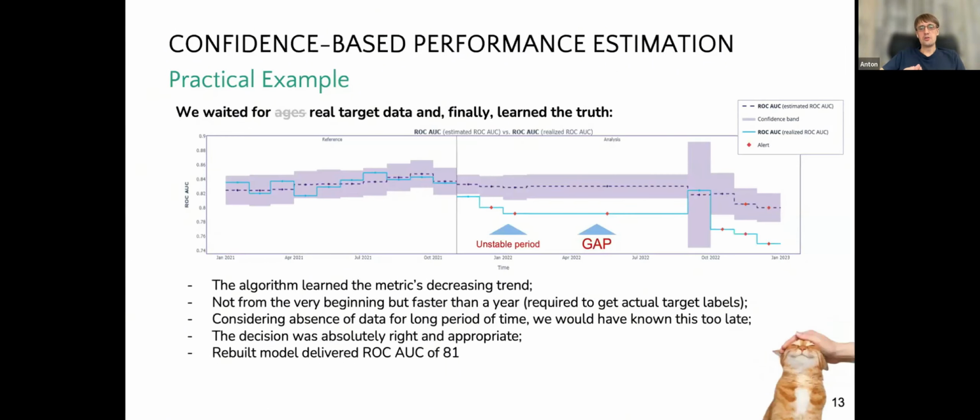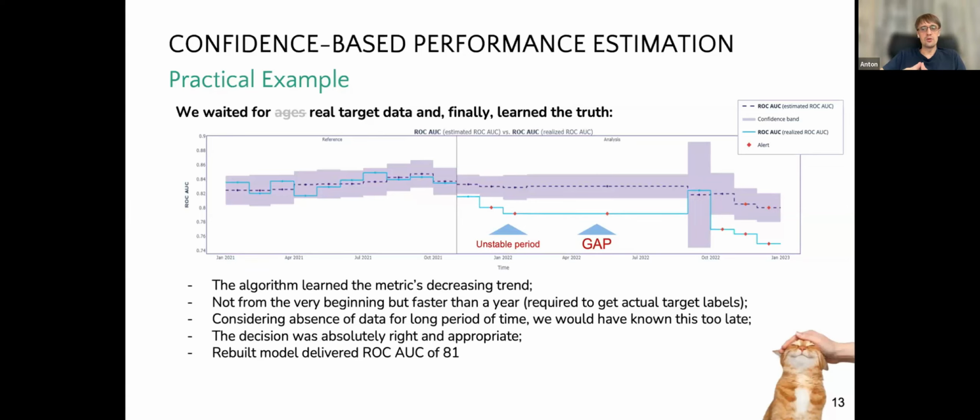Well, we remained patient and waited for a year to compare the calculated metrics with the actual performance. Looking at the results, it's clear that the algorithm detected the decreasing trend in the metric, not from the very beginning, but significantly sooner than the 1.5 year delay. Given the absence of new data for an expected period, had we relied solely on waiting, we would have identified this decline far too late.